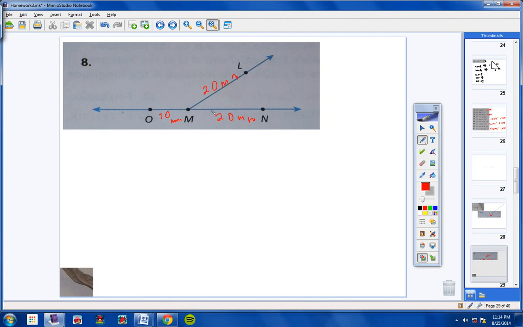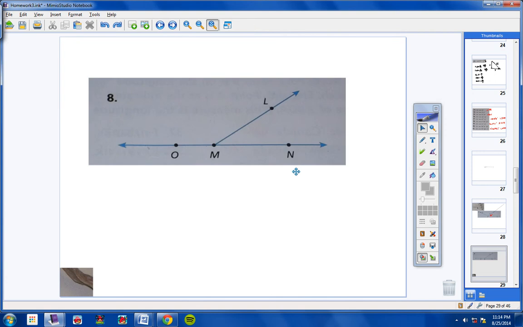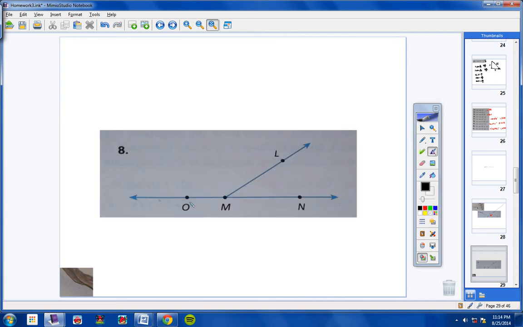You're kind of on your own if you used inches, but there's the millimeter measurements. And now let's go ahead and copy some angles here real quick. Okay, let's first of all measure the angle OML.